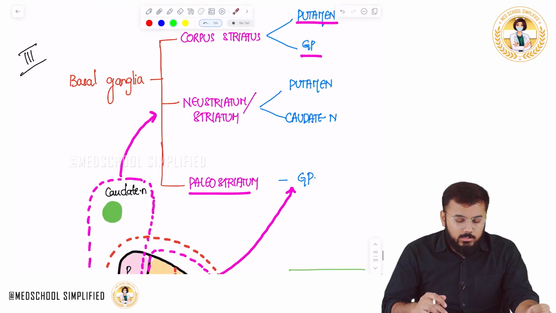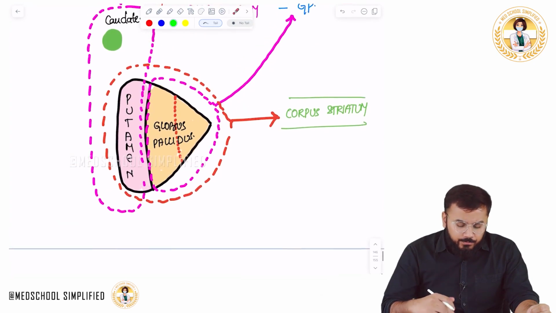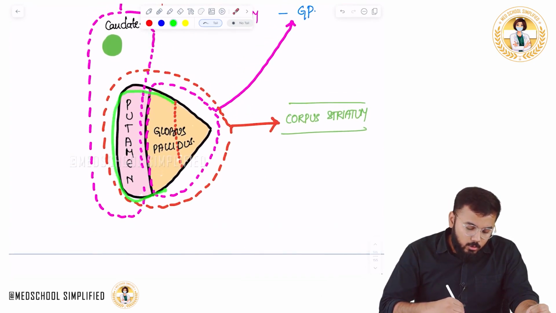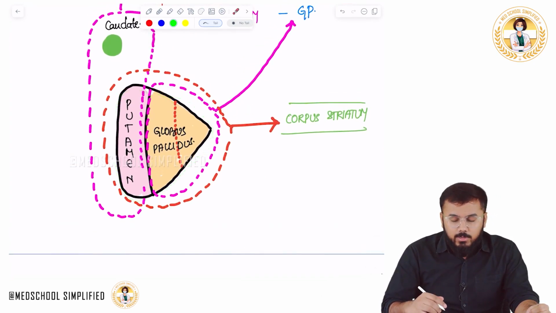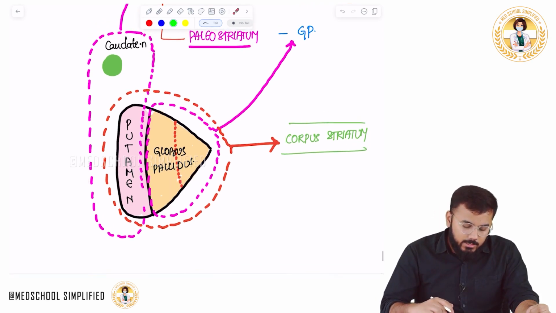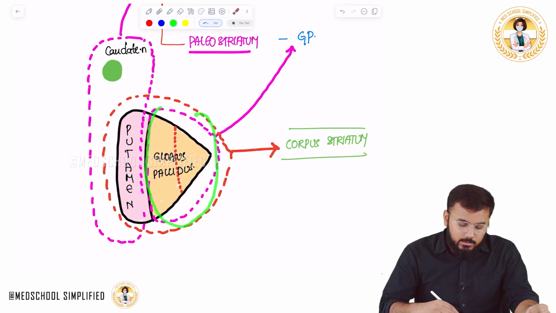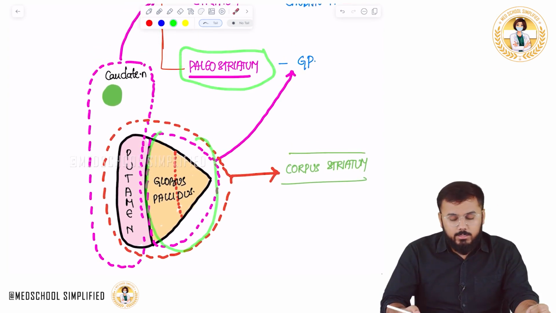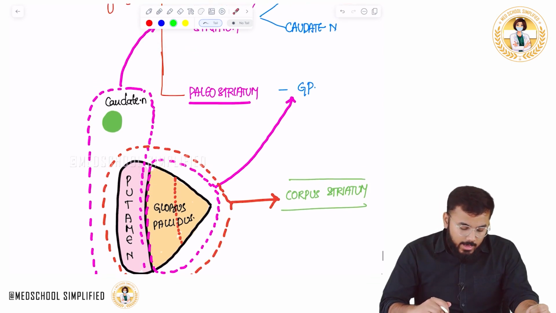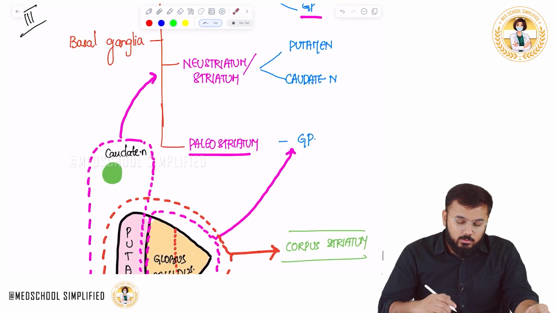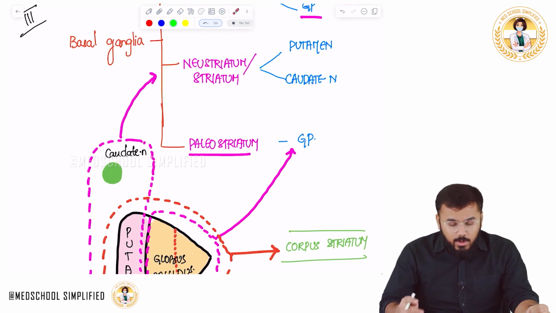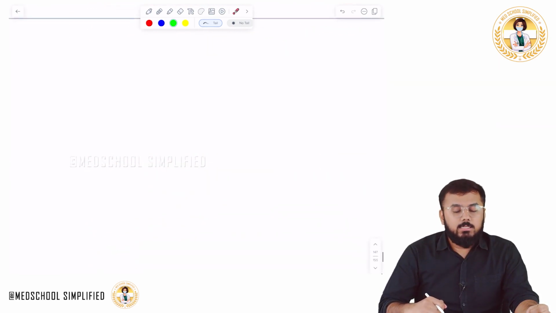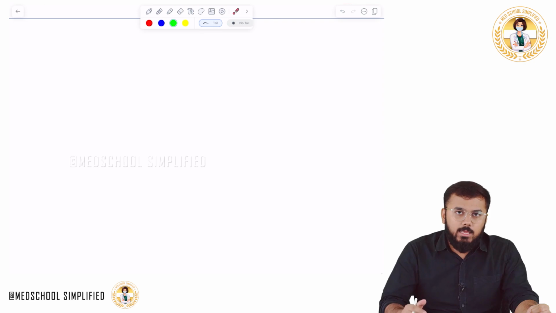Coming to the third type of classification, here putamen and globus pallidus together you call corpus striatum. The second important thing is that globus pallidus alone is called paleostriatum, and putamen and caudate nucleus are called neostriatum. Now what we shall do is discuss the pathways of the basal ganglia.